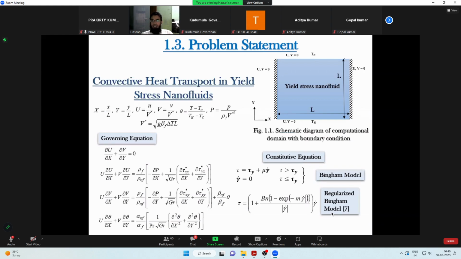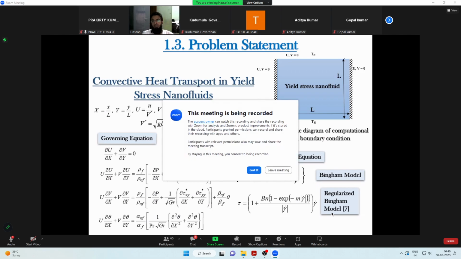Whereas the remaining two vertical walls are neither moving nor conducting. They are insulated. So all four walls are stationary. The bottom and top are thermally active, and the vertical left and right hand side walls are neither thermally active nor moving.